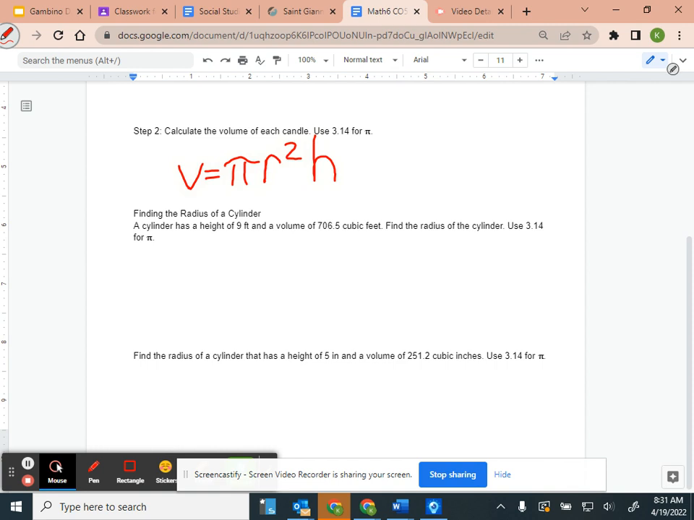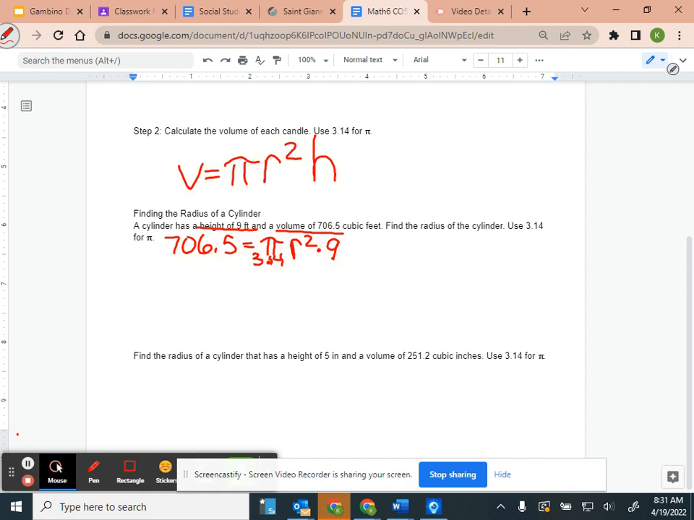Nope, do we know what V is? Yeah. So we're gonna plug that number in for the V. That would be 706.5 equals pi r squared times 9. Because we know the height is 9, so we can plug a 9 in for that. We know pi is 3.14. So we can plug that number in for pi, 3.14.